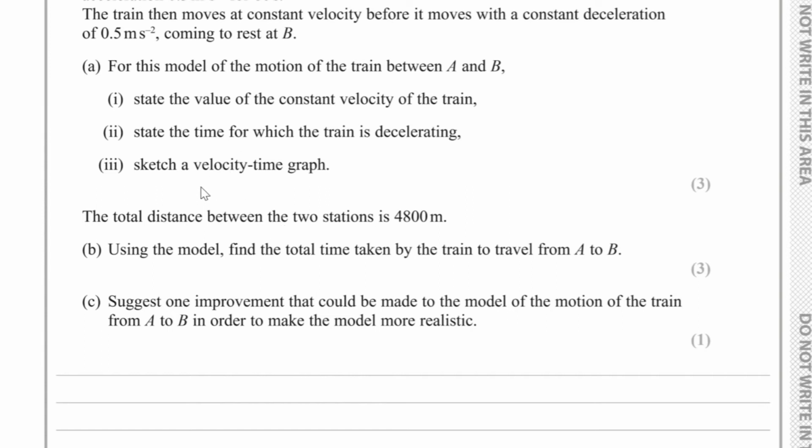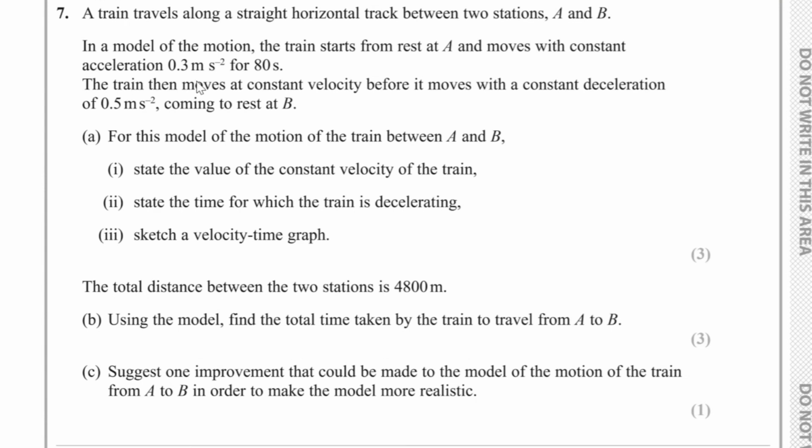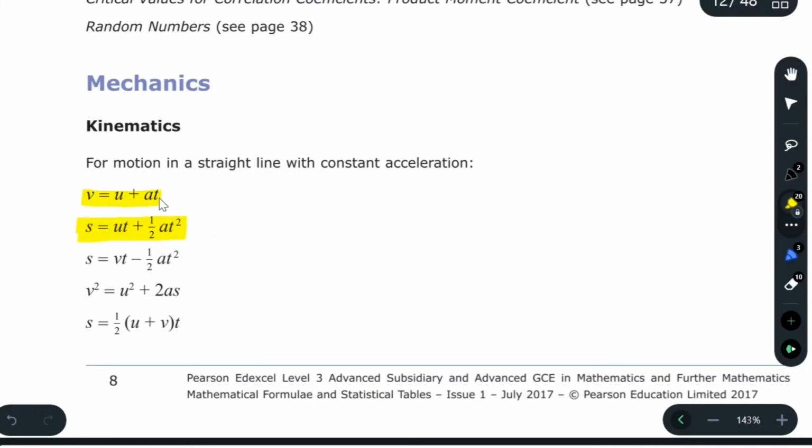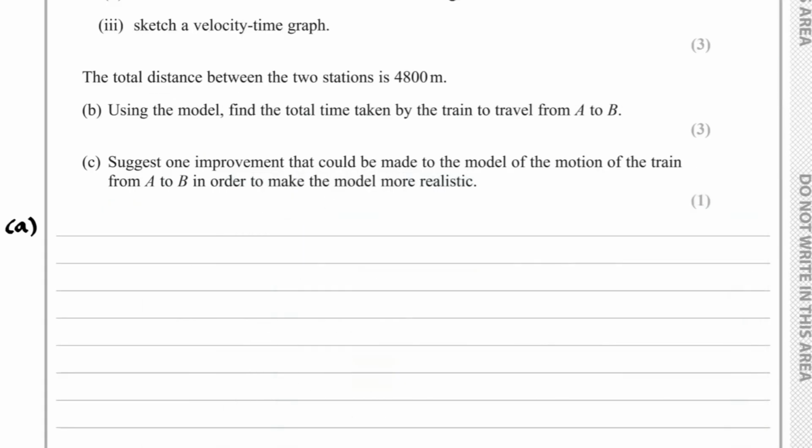Well, if it starts from rest and then accelerates at 0.3 meters per second squared for 80 seconds, then for part A, if we use the suvat v equals u plus at, then we have v equals 0 because it starts from rest, plus 0.3 times by 80, and it turns out we have 24 meters per second.